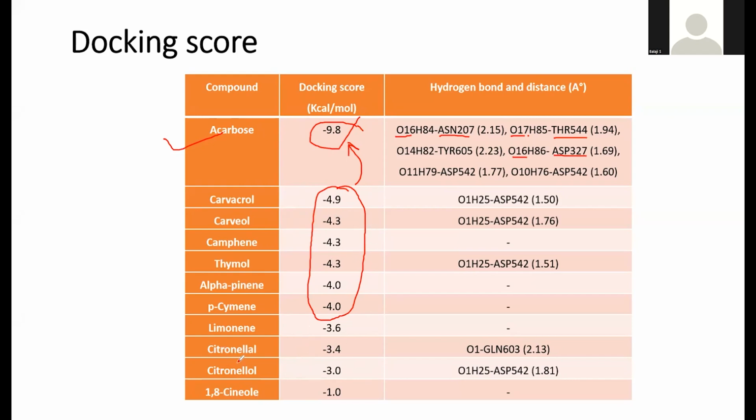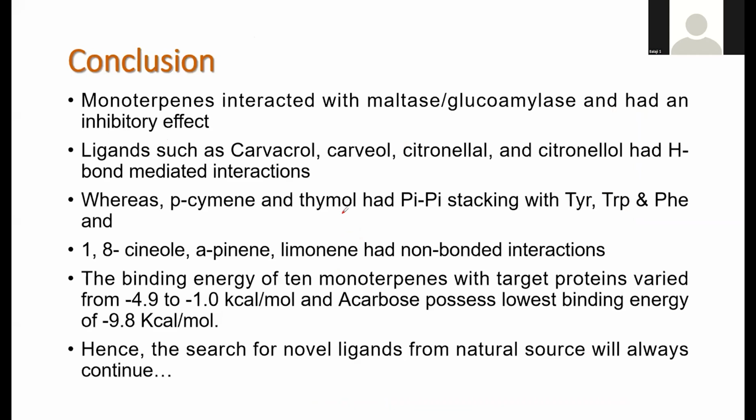Except for a few like citronellol and 1,8-cineol, which have a high docking score, this set of compounds has a low docking score and very good interactions too. So this can be taken up as a lead for further anti-diabetic drug development. So this is what we hypothesized. From our results, monoterpenes interacted with maltase glucoamylase and had an inhibitory effect for sure, from the wet lab as well as the in silico analysis.